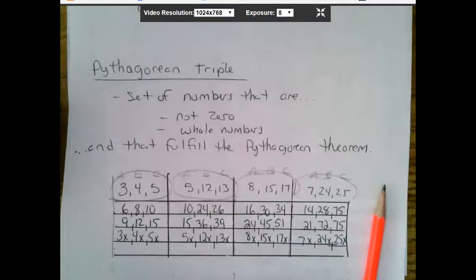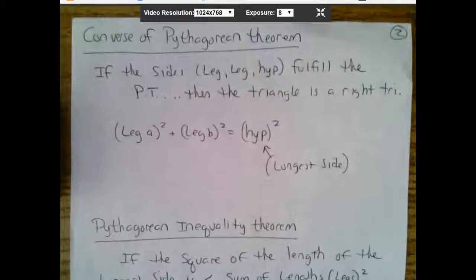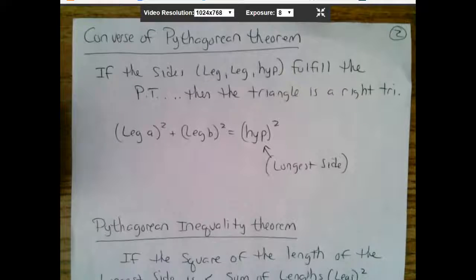Okay, let's keep going. Another way to look at the Pythagorean theorem is the opposite way, the converse of it. And this one really is not that different than the Pythagorean theorem. It says if the sides, the legs and hypotenuse, fulfill the Pythagorean theorem, then the triangle is a right triangle. So if we take leg A and square it, and add leg B squared, they will be equal to the hypotenuse, the longest side, squared.